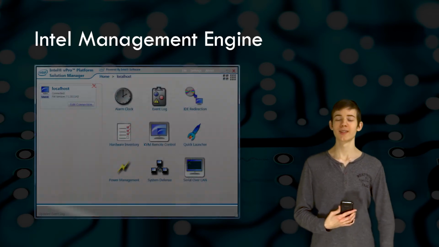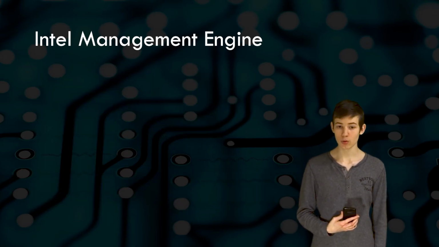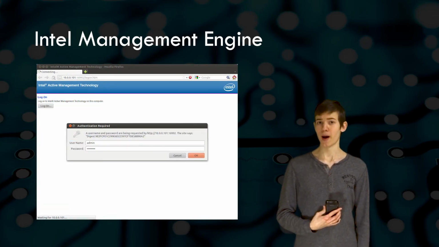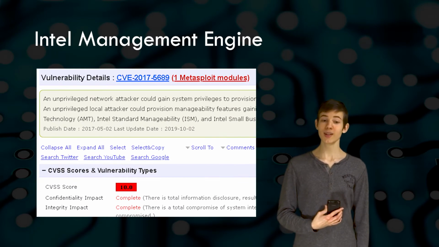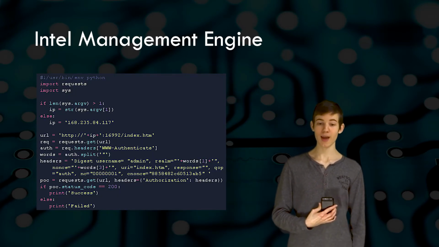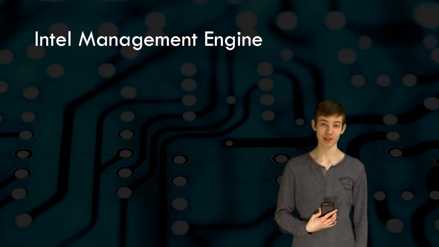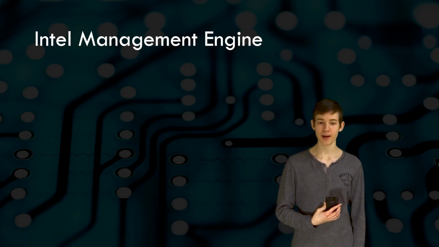One of its features is the Active Management Technology, which runs a web server that allows complete control of a system via a password-protected web interface. The password can be bypassed due to a vulnerability discovered in 2017. Using a 19-line Python script, computers can be hacked even if they're turned off, as long as they have power and an Ethernet connection. It was speculated that this was a backdoor explicitly implemented by Intel.